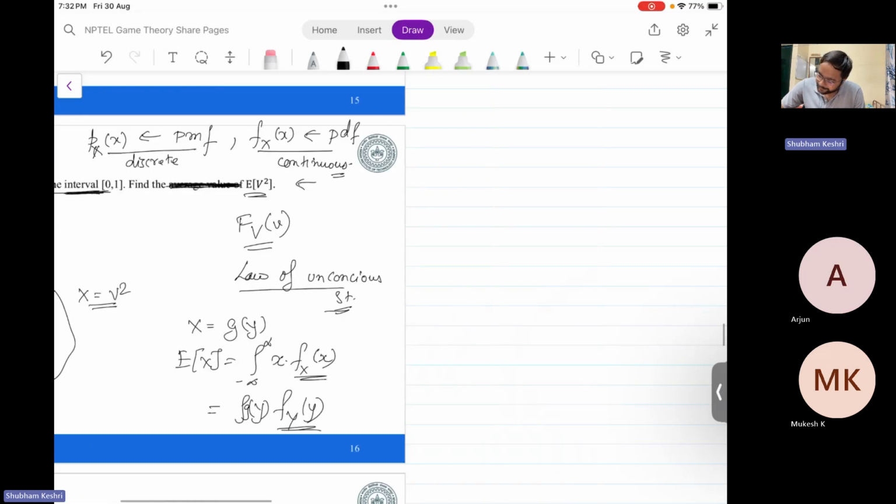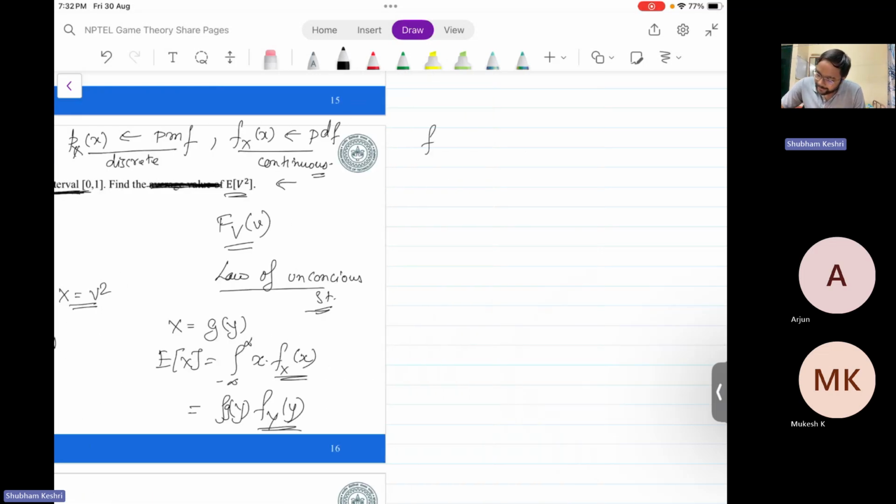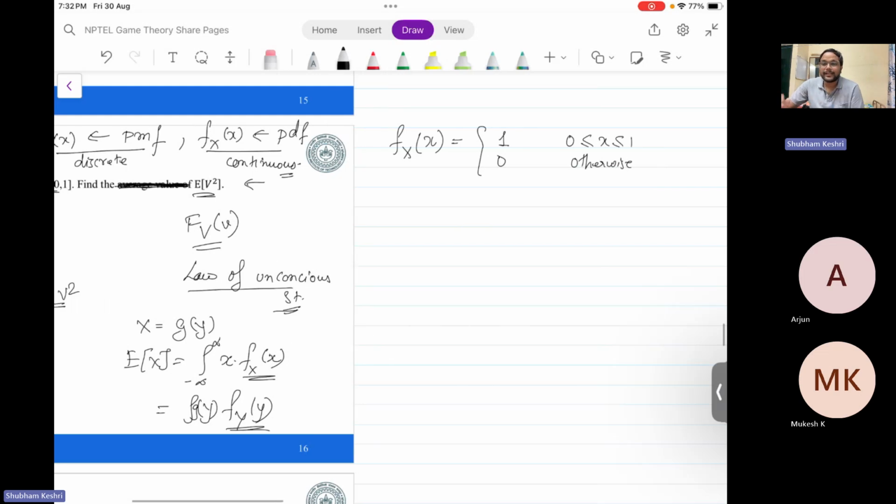When we have a uniform random variable between 0 and 1, suppose x is that random variable. Its density function is given by 1 for the interval 0, 1, and it is given by 0 otherwise. This is how the density of that random variable looks, x uniformly distributed between 0, 1. If you integrate this, you will see.